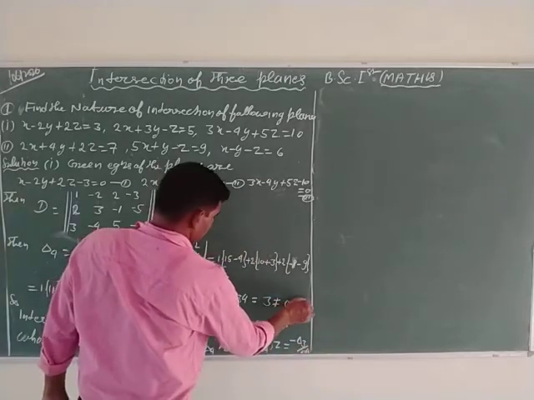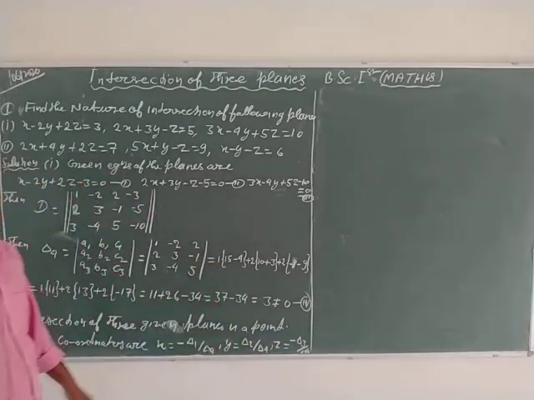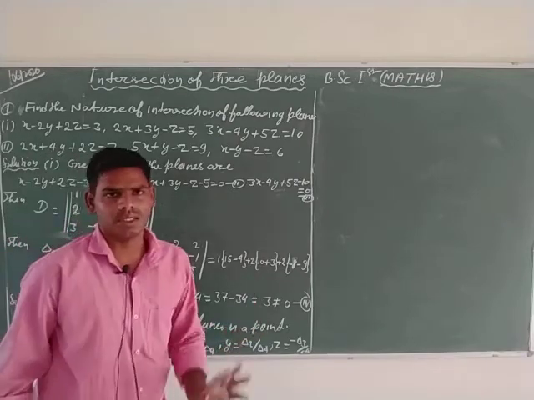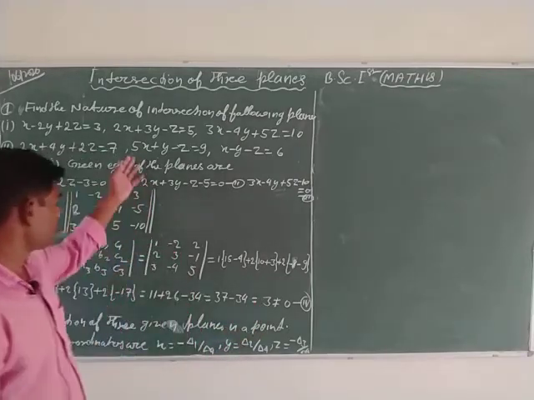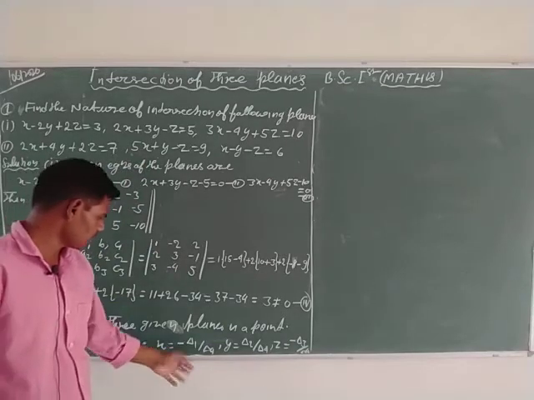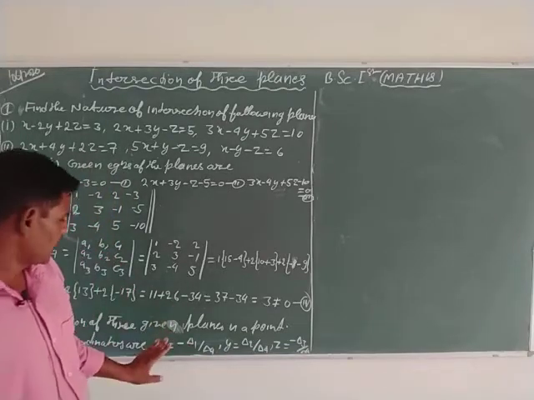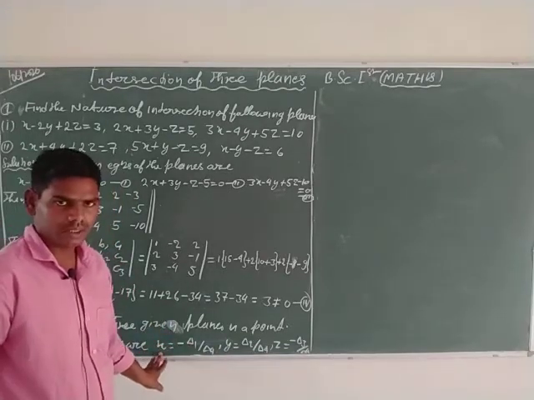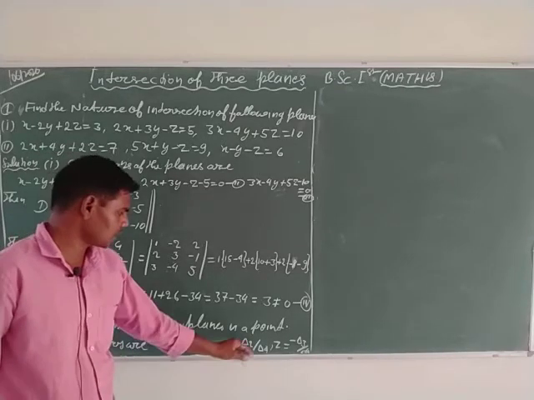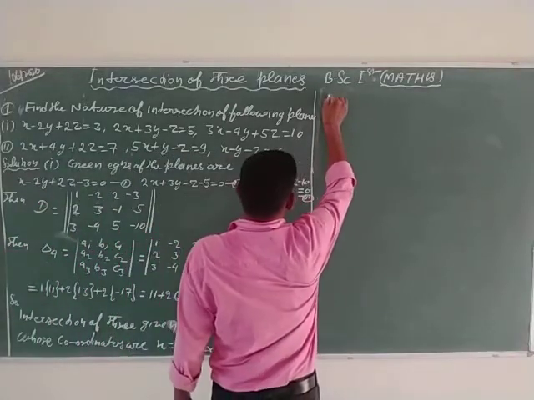Delta 4 is represented by equation 4th. So in equation 4th, the value of delta 4 is equal to 3, which is not equal to 0. Therefore, the intersection of the given three planes is a point whose coordinates are x is equal to this, y is equal to this and z is equal to this. So calculate the coordinates of the intersecting point, and for this calculate the value of delta 1, delta 2 and delta 3. So here calculate the value of delta 1.